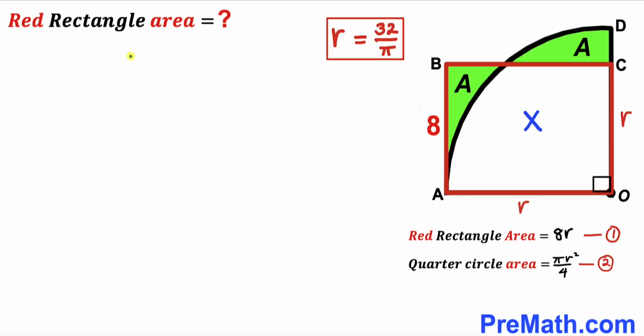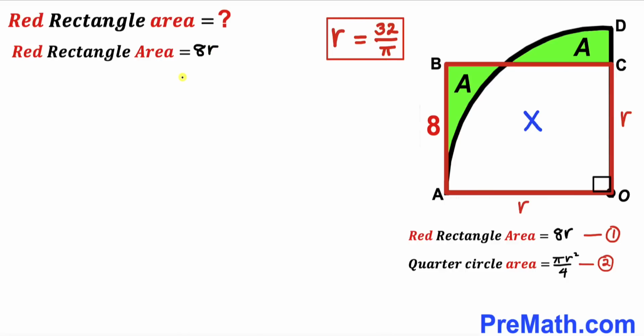And here's our final step. Now we are going to calculate the area of the red rectangle. Let's focus on equation 1: the red rectangle area is equal to 8 times r. Here I have copied down equation 1, and over here I am going to substitute the radius r value as 32 divided by pi.